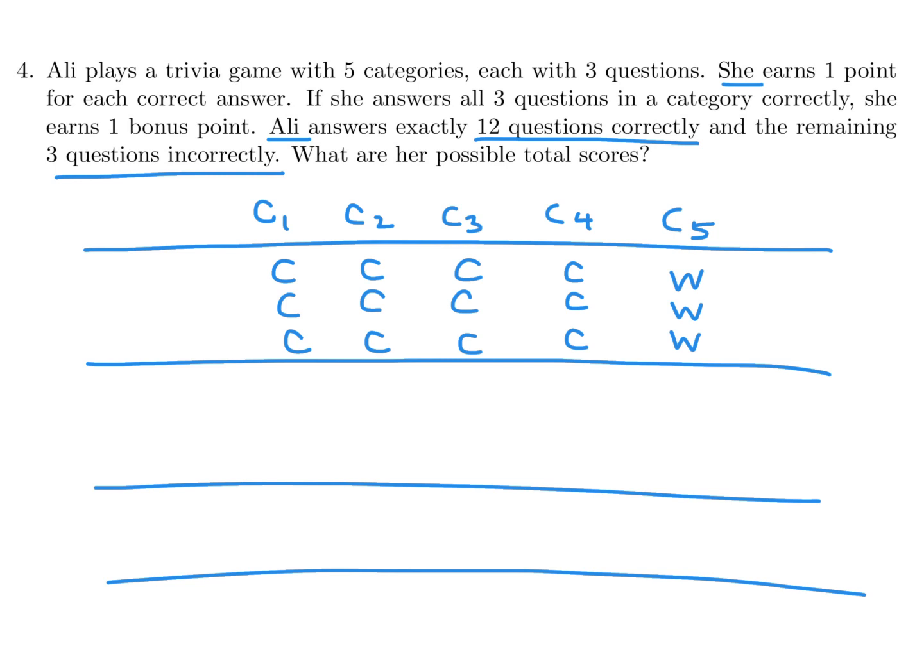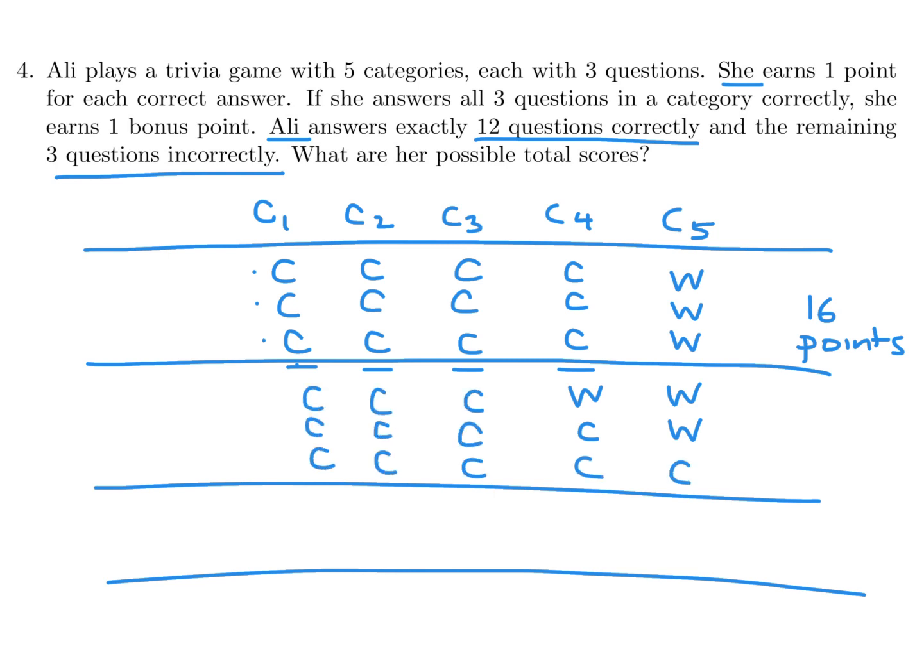So now we have to figure out the points. So she earns 1 point for each correct answer, and if all 3 questions in the category are correct, she earns a bonus point. So 1 point, 2 points, 3 points, plus a bonus point, so 4 points here. And then 4 points here, 4 here, 4 here. So it'll be 16 points if the scenario is like that. Okay. Another scenario would be if you had 2 wrong in one category and the 3rd wrong in another category. So now let's fill in all the other C's.